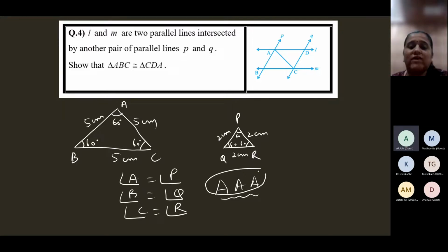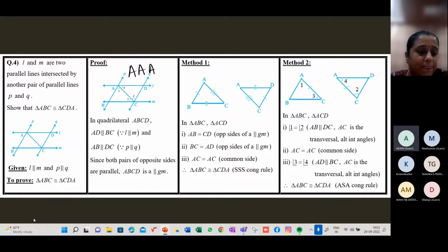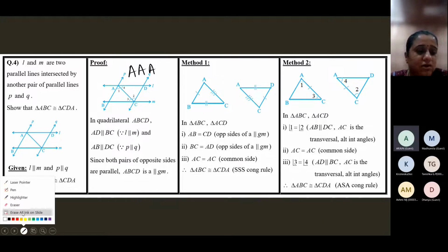So AAA is not a valid congruence rule. So you cannot use that. Supposing in two triangles, angles are equal. Saying that all the angles of one triangle are equal to the corresponding angles in the other triangle, so the two triangles are congruent, is wrong. AAA is not a valid congruence rule. All right, children.